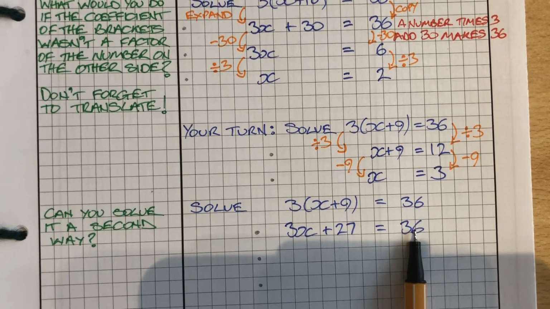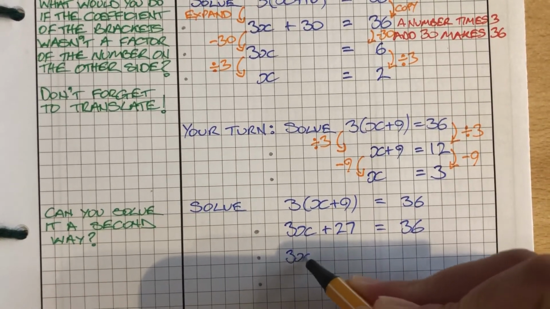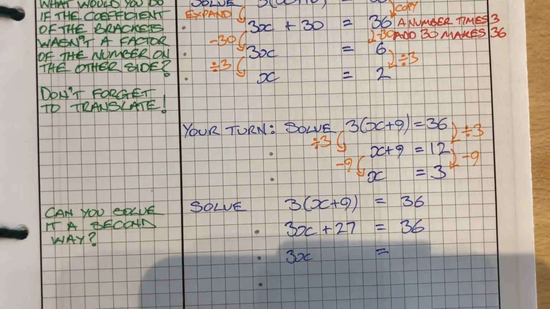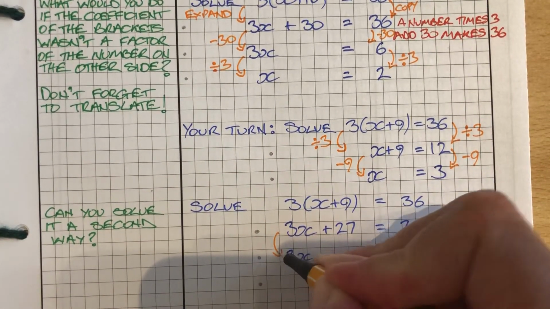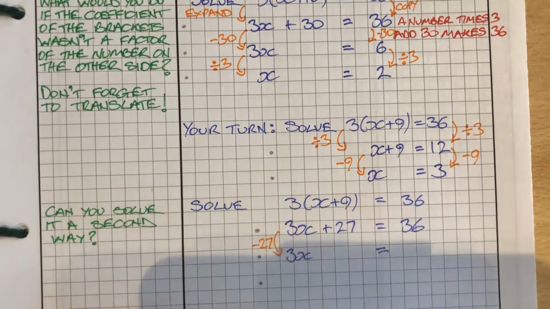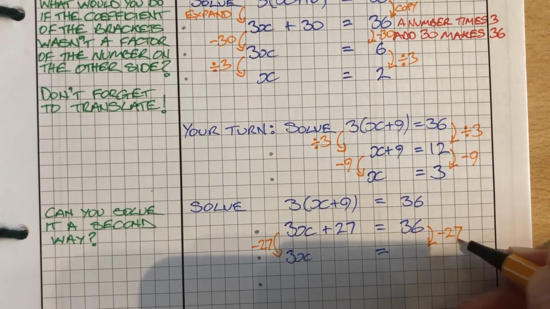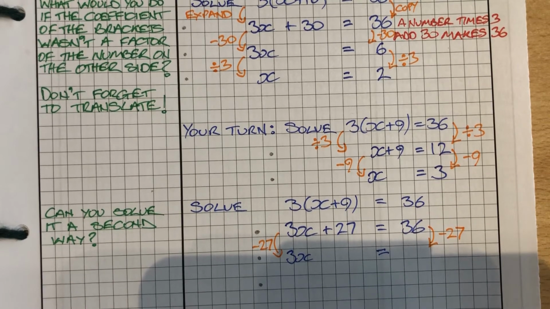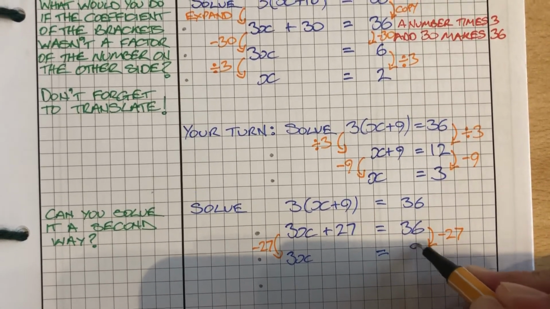The last thing to happen was add 27. So that's what we get rid of first. How do you get rid of add 27? The inverse of add 27 is take away 27. Do it on both sides. 36 take away 27 is 9.